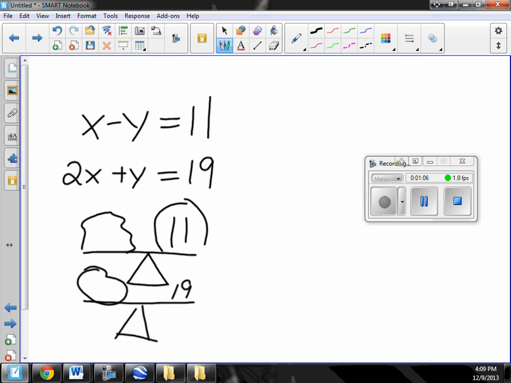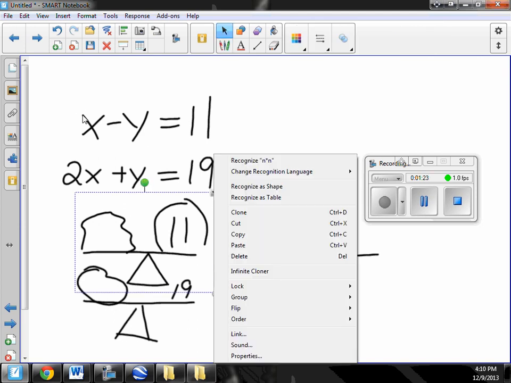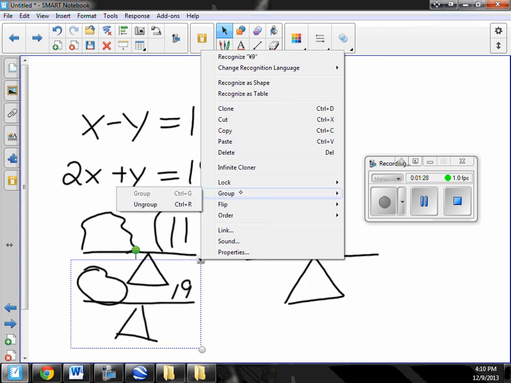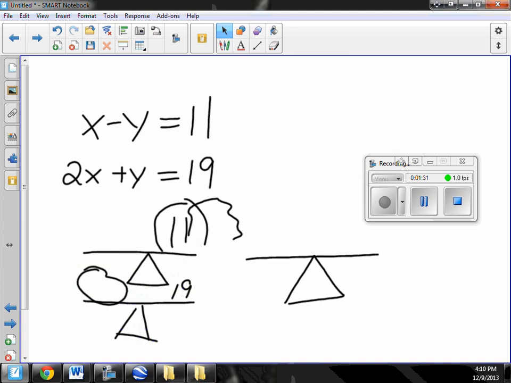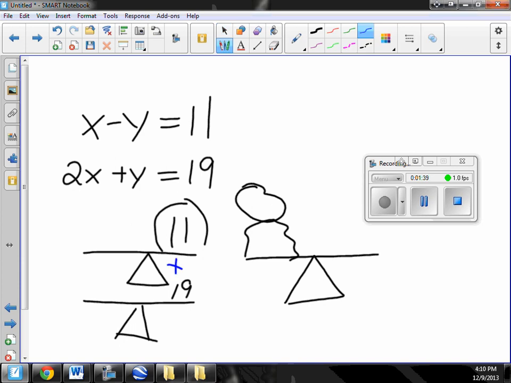As long as both of those equations are balanced, I should be able to add them together and they should still be balanced. So if I were to create a new equation, and I take this stuff and bring it over, and I take this stuff and I bring it over, it should equal 11 plus 19, which is 30. So whatever is on the left side is now going to equal 30.